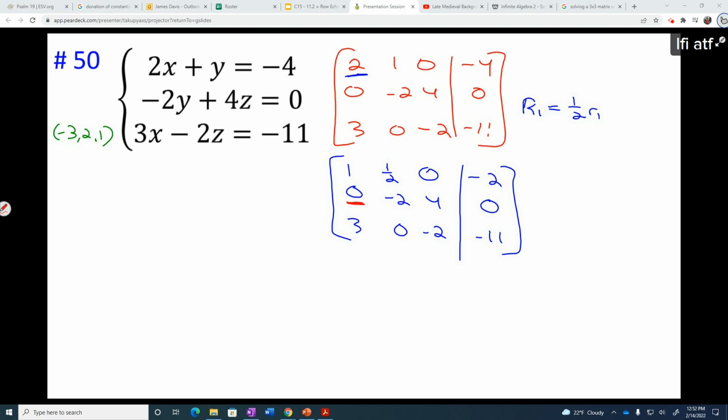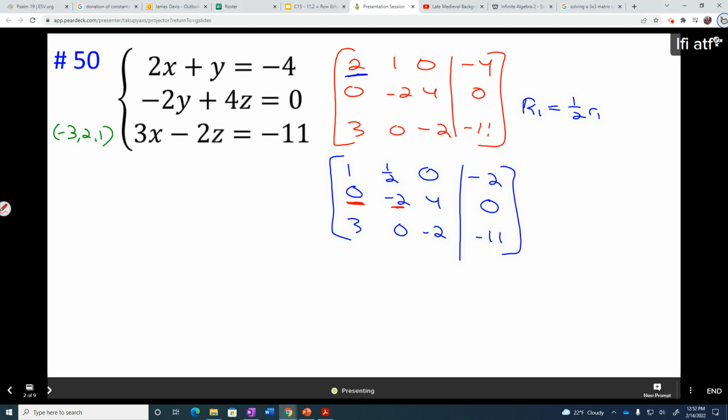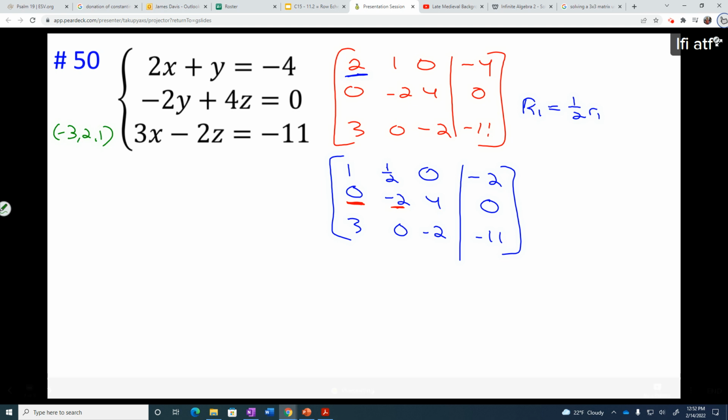Now we move on to this one. So the order we go is the top one, down, and then over, and then down, and then over to the right. We need to get this to be a 0. Whenever you need a 0, you have to do the multiply and add part. So we're going to do R2 equals. Oh, sorry, I said 0. This needs to be a 1.